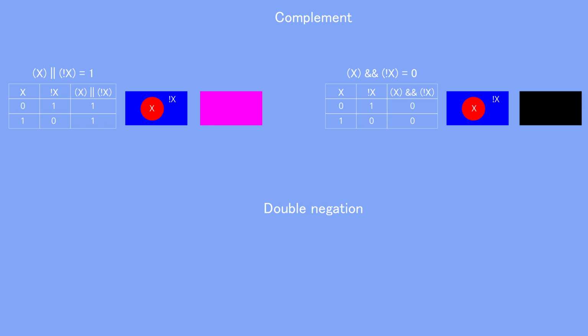Double negation law. Not not x equals x. Not false equals true. Not true equals false. Not true equals false. Not false equals true. Not x is all except x. Not not x is all except not x, and equals x.